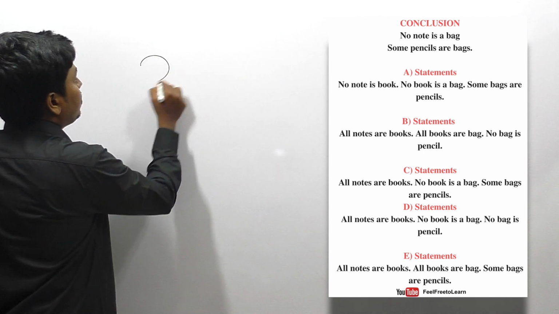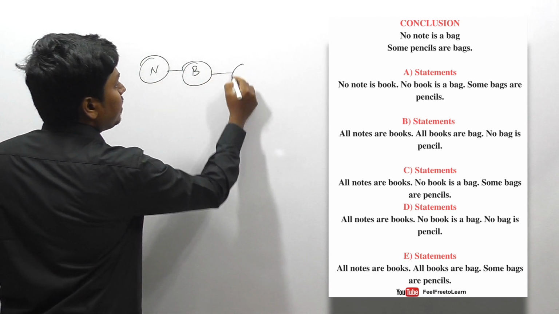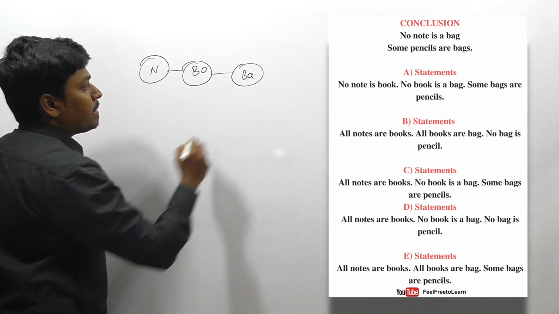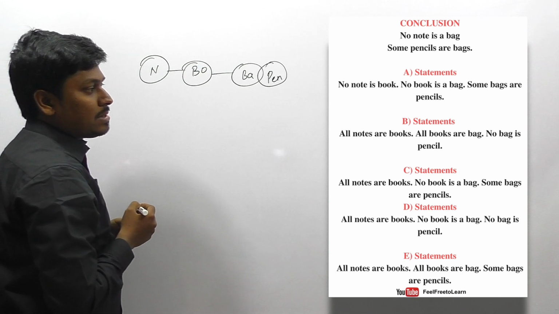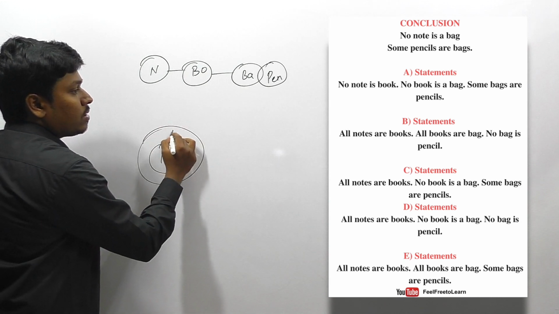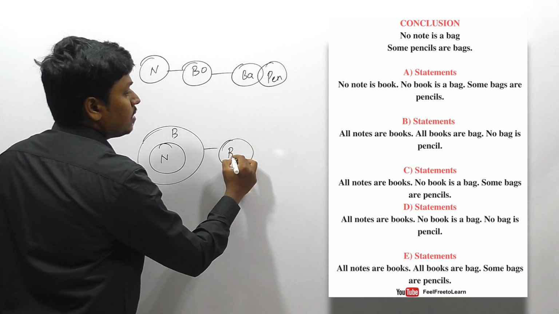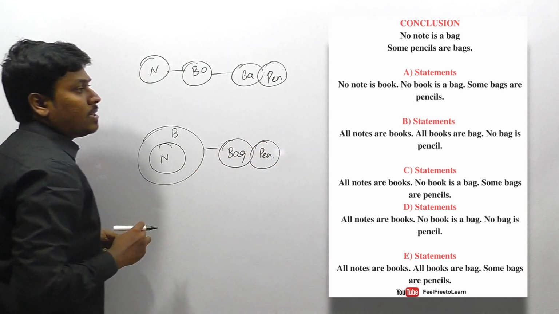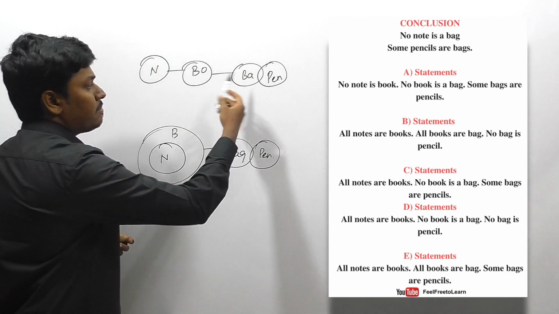No note is book, so no book is bag. This is bag and this is book. Some bags are pencil. So statement number 3 is: all notes are book, no book is bag, then some bags are pencil. So the conclusion number 2 is some pencils are bag, right?